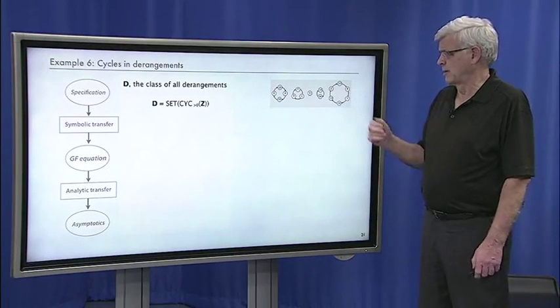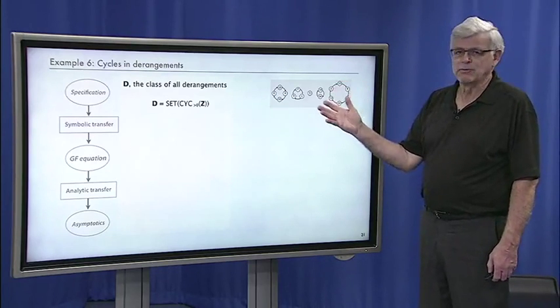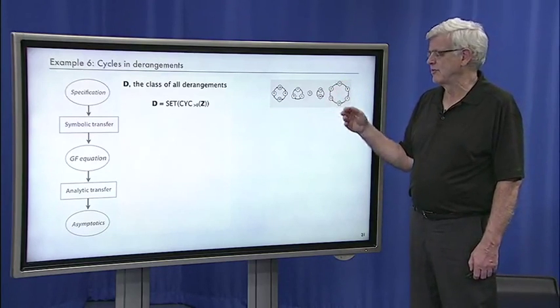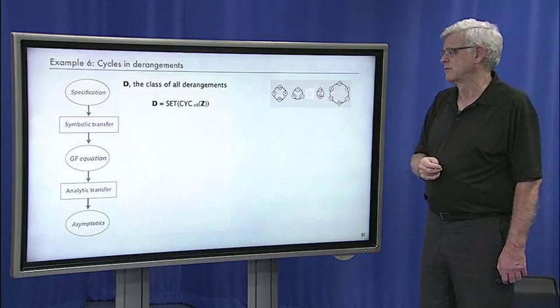Like maybe we want to know about cycles in derangements. We talked about derangements, which are the set of all permutations having no singleton cycles. So take out the singleton cycles.